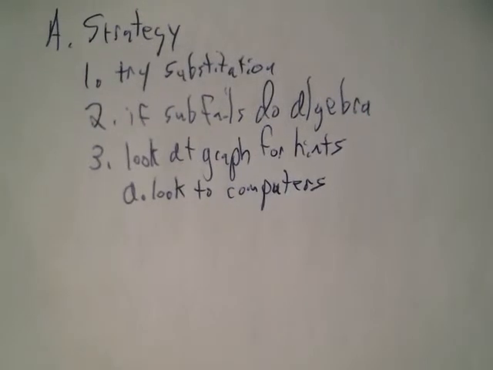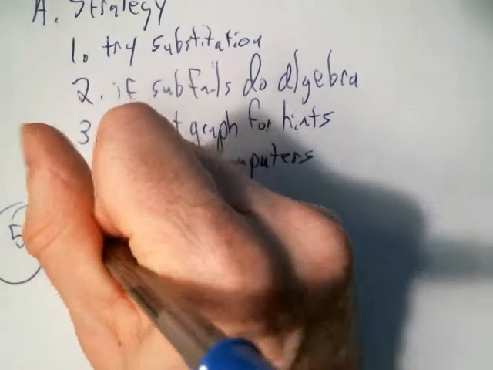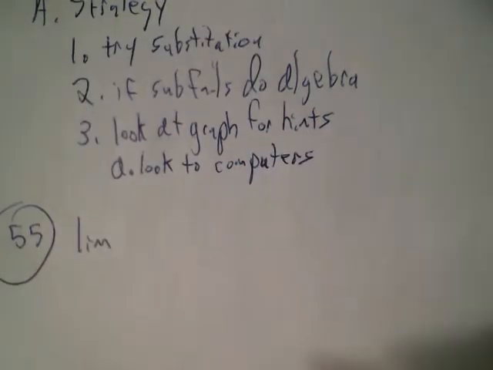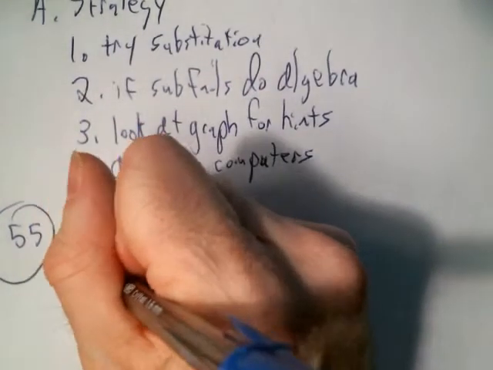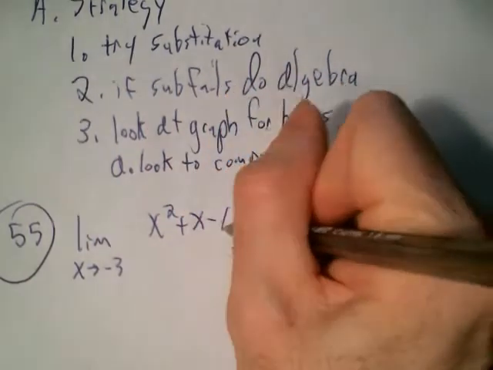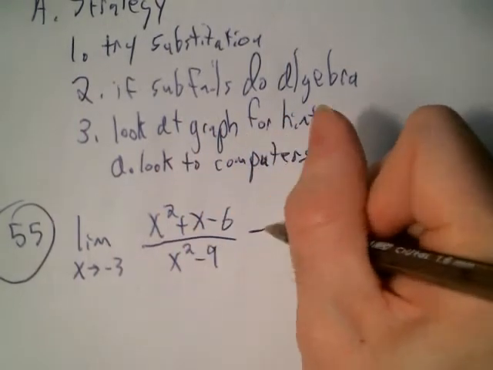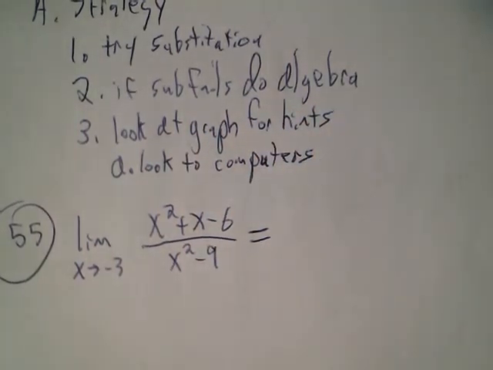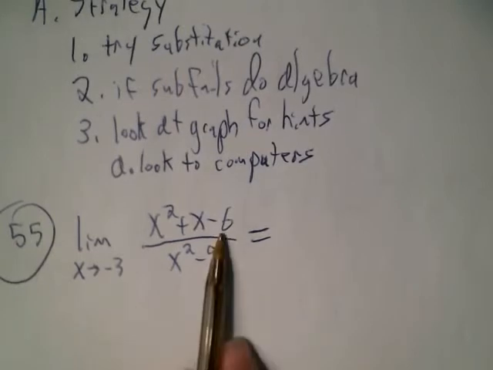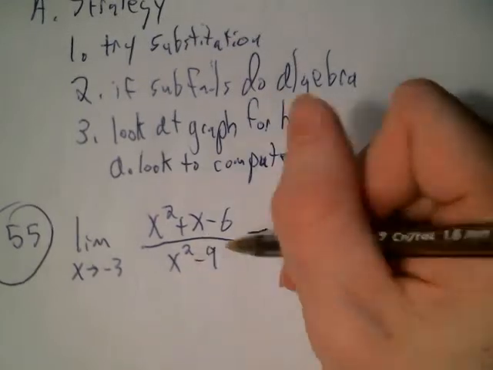All right, so let's take a look at the algebra ones that we can handle algebraically. Here's 55. It's the limit as x goes to -3 of x squared plus x minus 6 all over x squared minus 9. Okay, so you try a substitution. You try to plug -3 into here. You get 9 minus 3, which is 6, and then 6 minus 6 is 0.